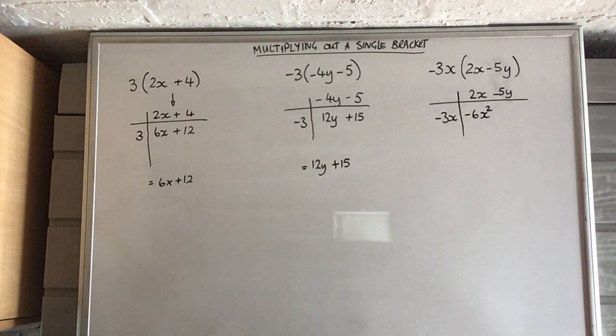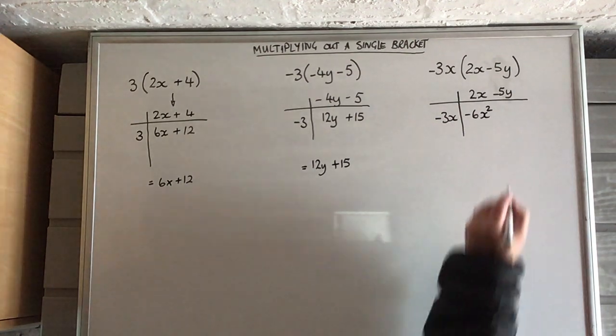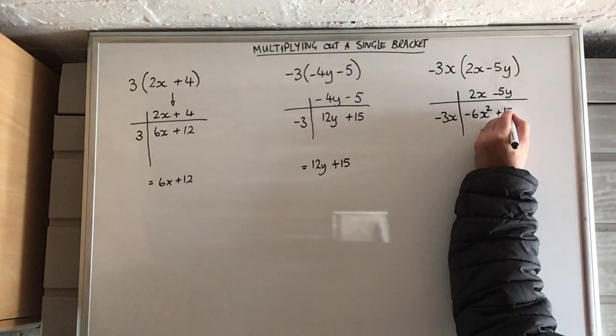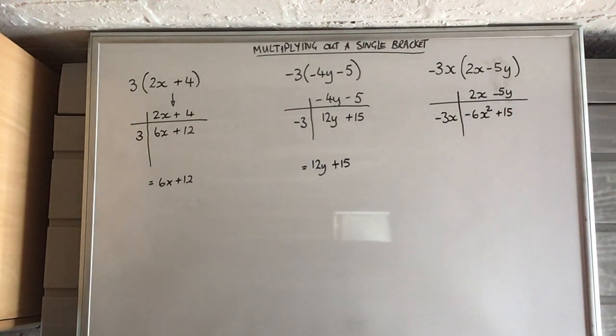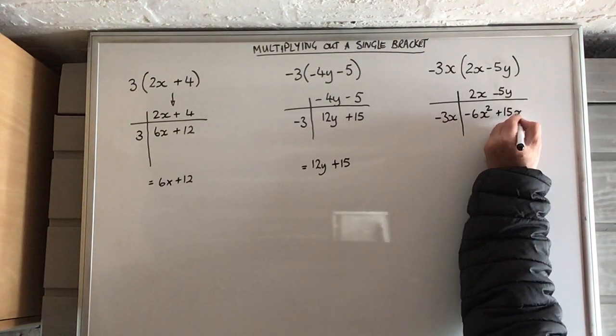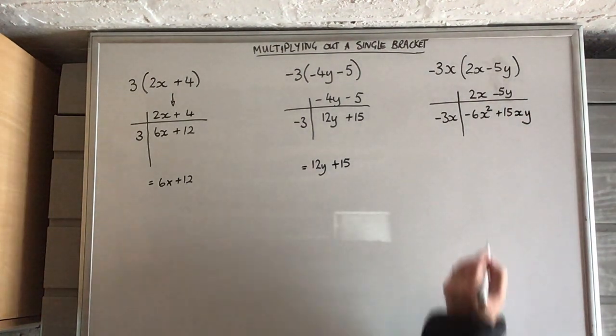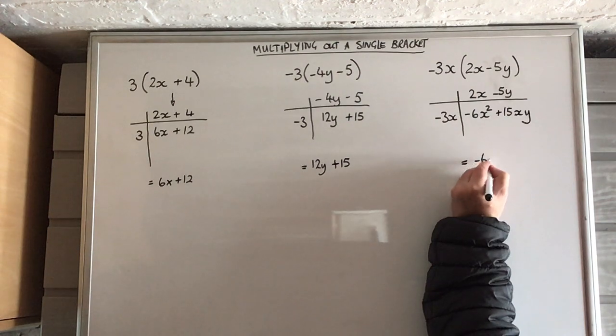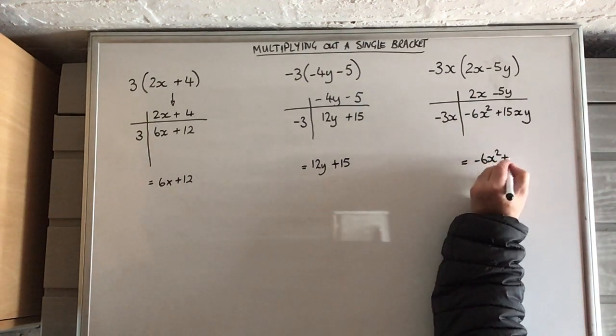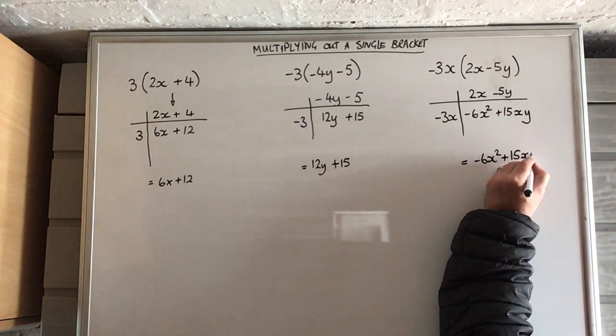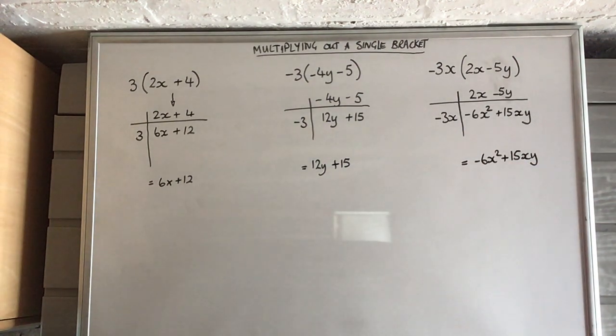Second part, multiply the numbers together. Negative 3 times negative 5 is a positive 15. Multiply the letters together. X times y is just xy. So the final answer here is negative 6x squared plus 15xy. Now that's a very simple one. Can't get any simpler than that, I don't think, at this stage.